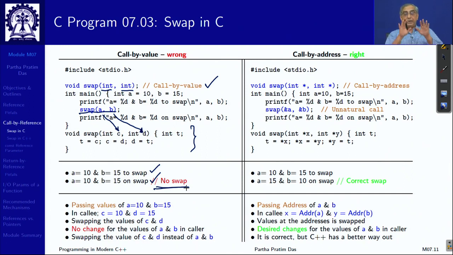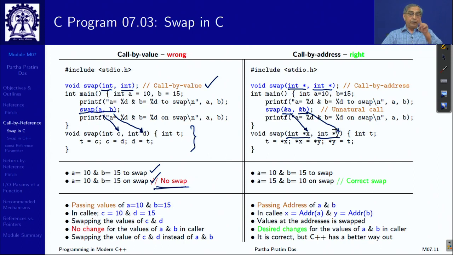So, how do you bypass this in C, or what is the hack in C? The hack in C is that instead of passing the parameter directly, you pass the address of that. So, now instead of calling swap a b, you are calling swap ampersand a, ampersand b. So, when I look into the formal parameter, the address of A is copied to x and address of B is copied to y.